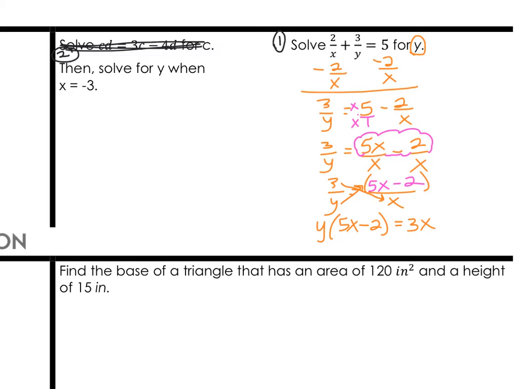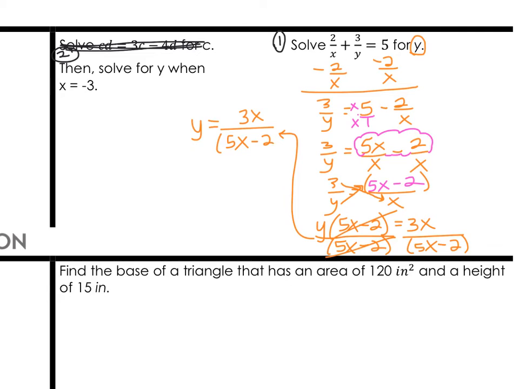And here's what we can do from here. To get y by itself, if it's being multiplied by that parenthesis, we're just going to divide out the entire parenthesis at once. Watch this. If I just write 5x minus 2 underneath and do the same thing on the other side, that allows us to cross off the entire parenthesis on the left. And we get a pretty cumbersome looking equation on the right-hand side. y equals, on the top we have just 3x, and on the bottom we have 5x minus 2.